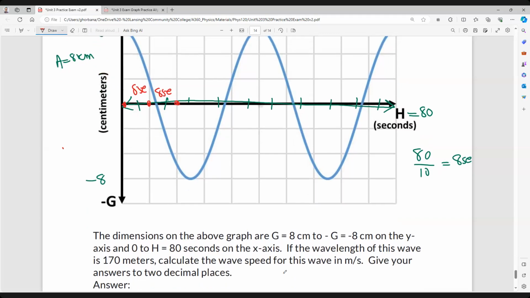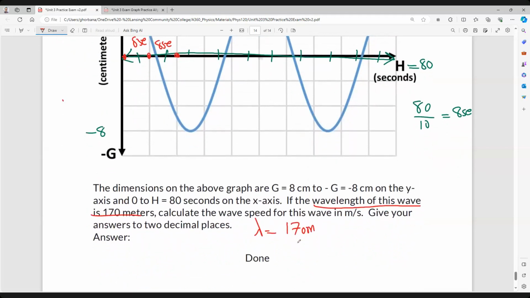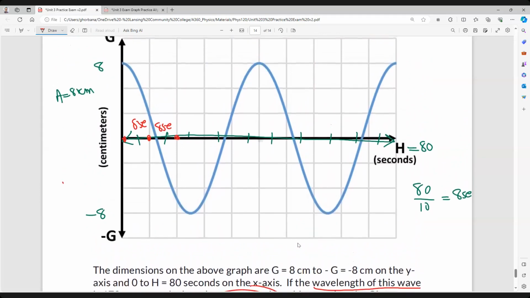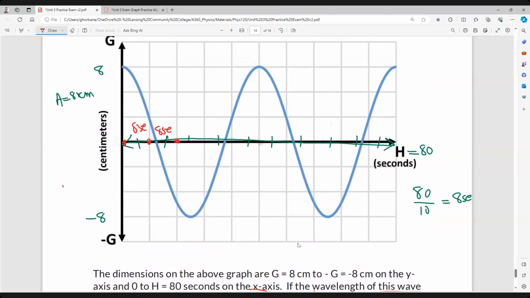But it's asking to calculate... we already have a wavelength. Good. The wavelength is 170 meter. This is the information that the question gave us. We are supposed to calculate the wave speed. What is the wave speed? Frequency multiplied by lambda. We already have lambda. We need to find the frequency. How can we find the frequency? From this graph. This graph helps me because it's changing with time. It helps me to find the period.